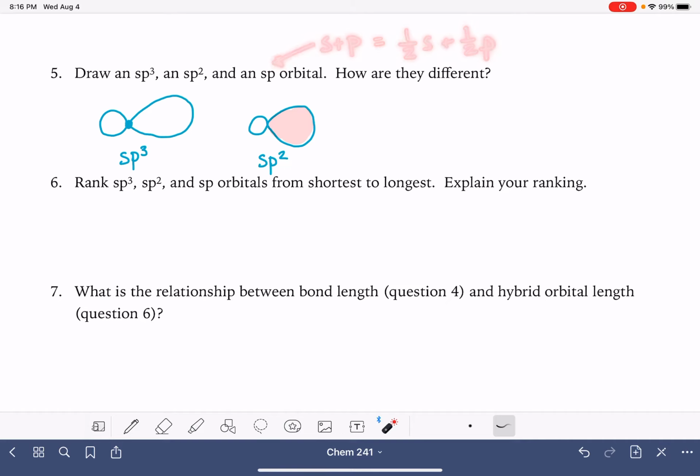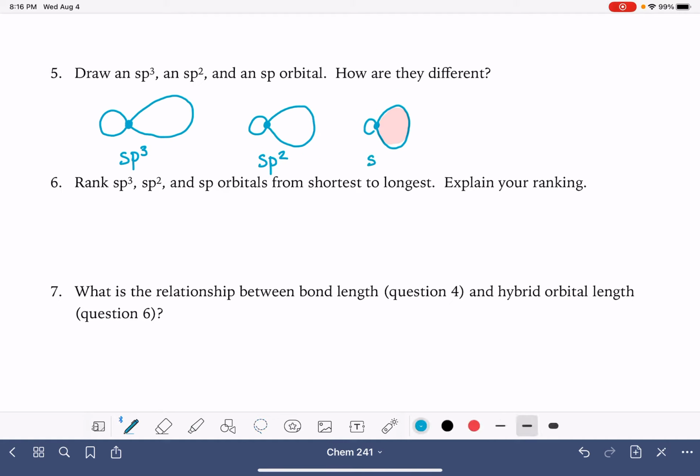So when we draw an sp orbital, let me give my nucleus here, we want it to be even stubbier, even rounder, like that. So I'm going to erase that, and I'm going to highlight over here. Looking at that portion that I just highlighted, I want that portion to be even shorter and rounder. I feel like I did a decent job.